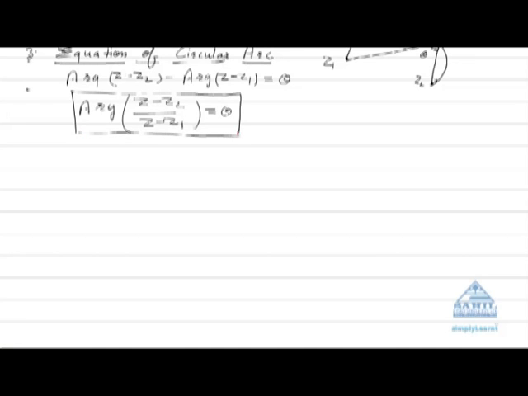So this equation can be written as argument of (z minus z2) upon (z minus z1) is equal to theta. So this is the equation of a circular arc. So these are the few forms by which you can find out the equation of circles. Okay. Now what is our next format?